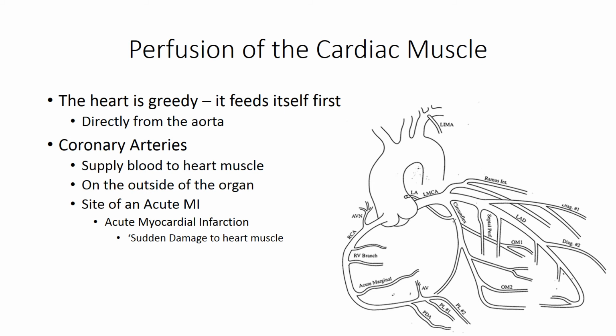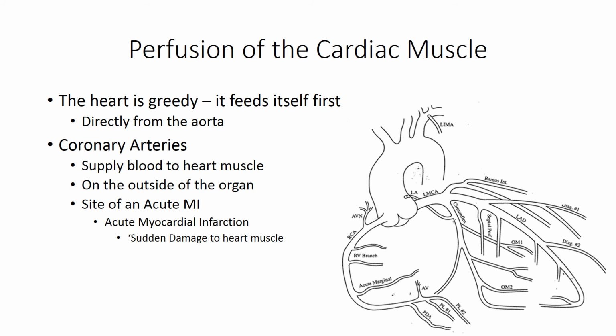The last thing I want to leave you with is the perfusion of the cardiac muscle. In order for the pump to work, the muscle needs oxygen and glucose. Now, the heart is greedy. It's going to feed itself, and it takes blood directly from the aorta to feed the coronary arteries.